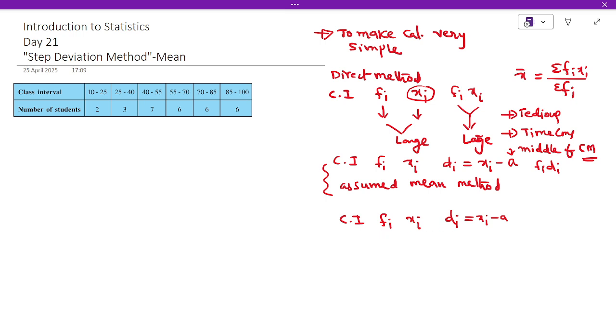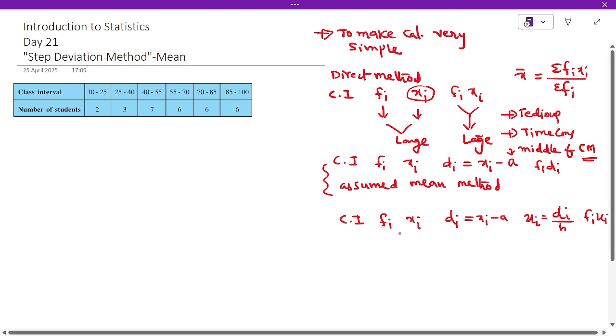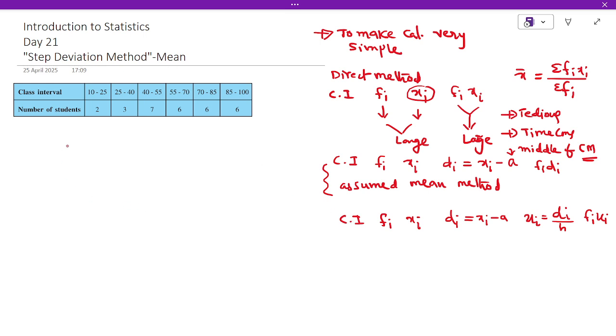Now, after having di, we want to go further. So I will take a number called u. What is this number u? It is nothing but the deviation di you found, divided by the class size. Then instead of finding fi di, you take the product of f and ui. That is called the step deviation method.